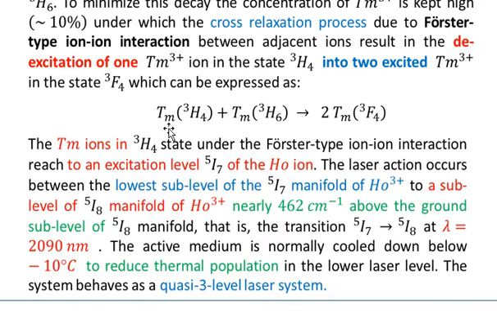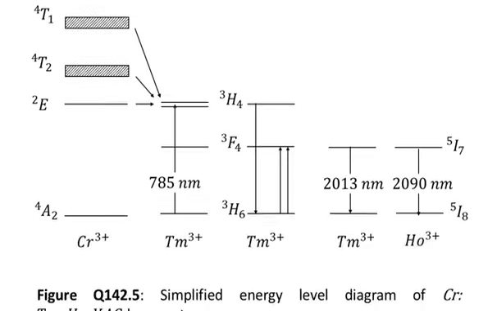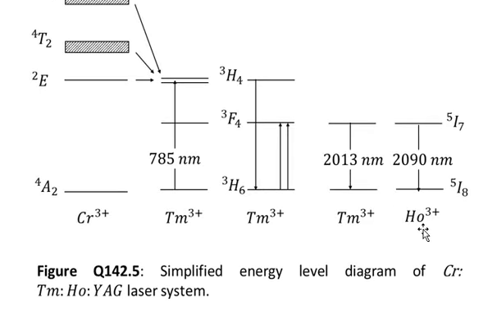reaction, that is the thulium ion in the state 3H4 plus the second thulium ion in the state 3H6 through the cross relaxation process will produce two thulium ions in the state 3F4. That the thulium ion in 3H4 state under the Foster type ion interaction reach to an excitation level of 5I7 of the holmium ion. So you see that now we have the holmium over here. We have also a concentration of the holmium here.